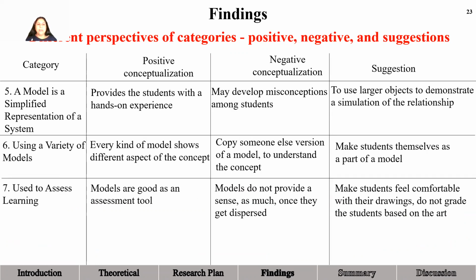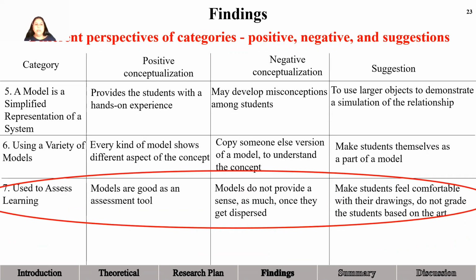Taking another example from category 7, used to assess learning, positive conceptualization shows models are good as an assessment tool. But negative conceptualization shows models do not provide a sense as much once they get dismantled or dispersed. One teacher suggested that we should make students feel comfortable with their drawings and not grade them on the basis of art.